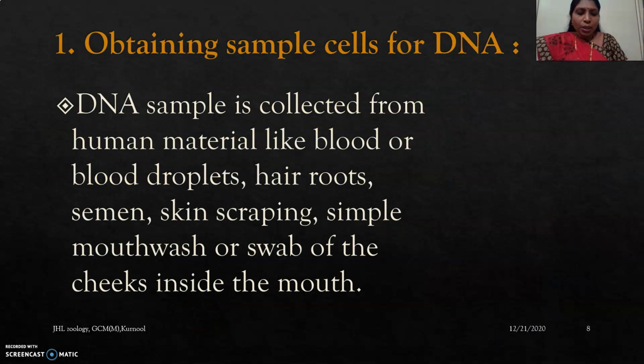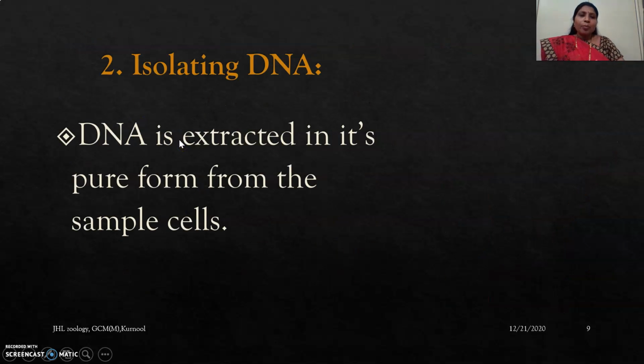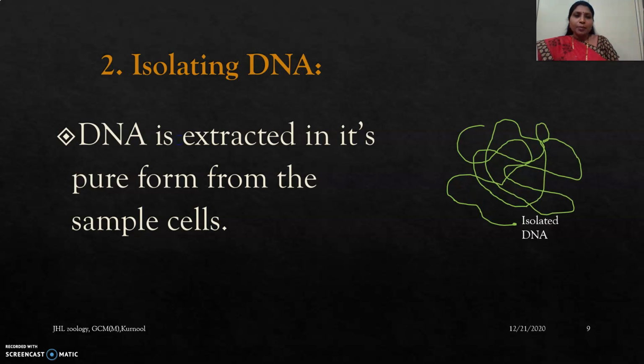So let us know the steps in detail. The first step is obtaining the sample cells for the DNA. The cells for the sample are collected from human material like blood or blood droplets, hair roots, skin scraping, mouthwash, or a swab from the cheek, or even semen collected in the case of rapes. So these form the sample cells. The next step is to isolate the DNA from the collected sample cells. The DNA is extracted in its pure form from the sample cells.